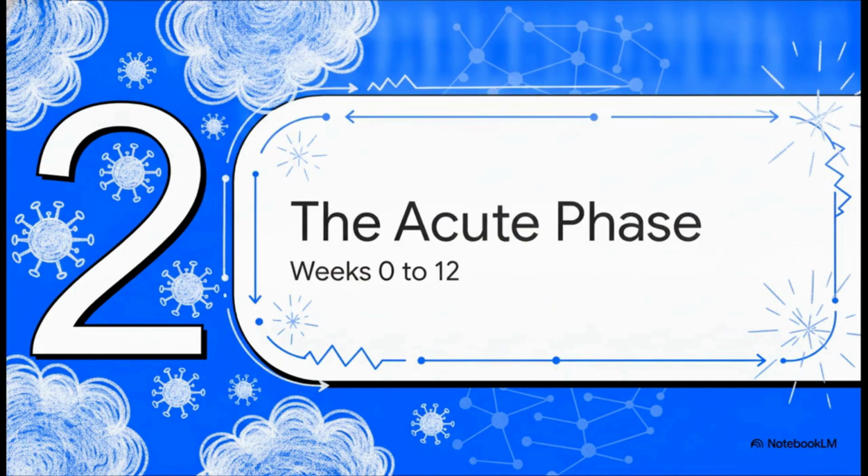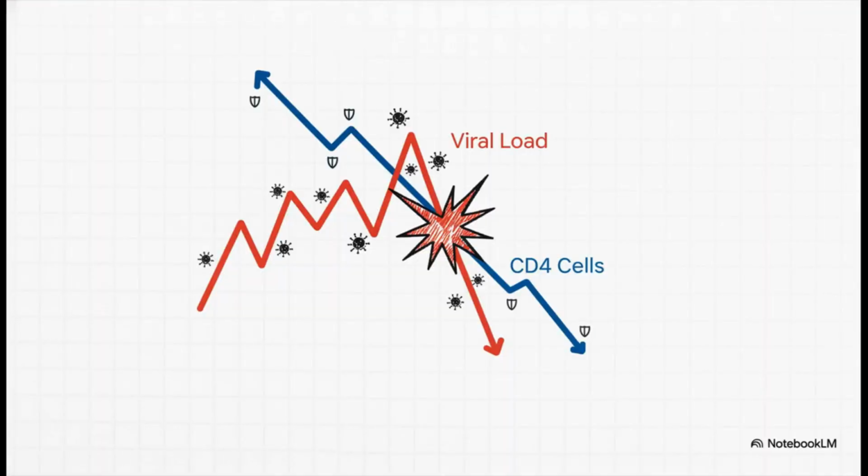Which brings us to part 2, the acute phase. This is the very first stage right after infection, covering roughly the first 0 to 12 weeks. In this primary window, the virus is just rapidly replicating and spreading all throughout the body's lymphoid organs. That causes a massive spike in that red viral load line, which often triggers some really severe flu-like symptoms. And right alongside that, the blue CD4 count absolutely plummets as those cells are hijacked and destroyed.